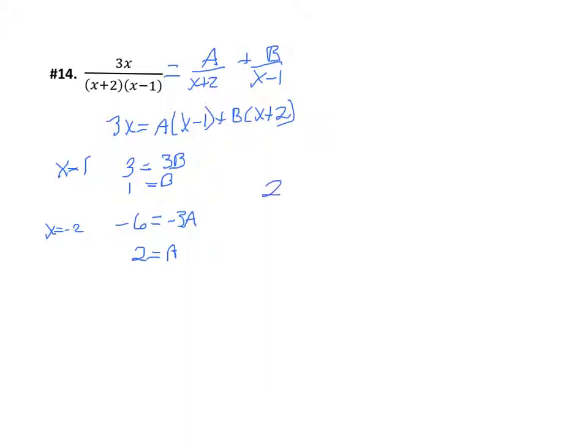So we get 2 over x plus 2 equals, what was B? 1 over x minus 1. No, not equals. That's plus. Yeah, that's plus. Shouldn't it be opposite, actually? No, that's right. We got A is 2 and B is 1. Yeah, we're okay.